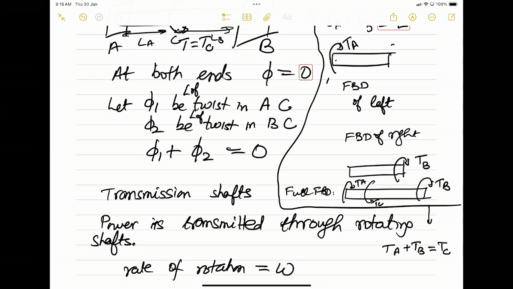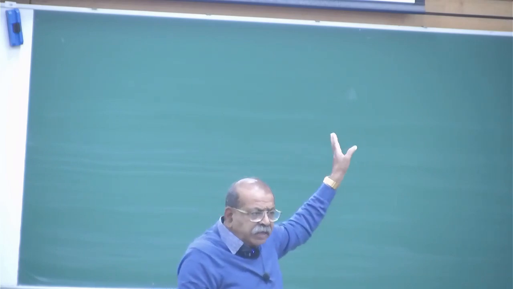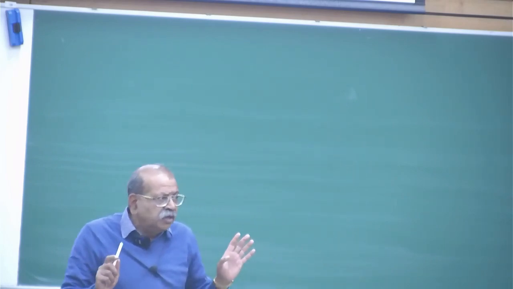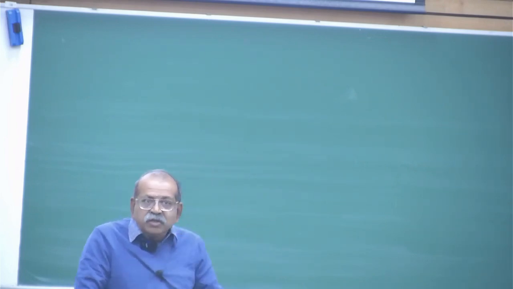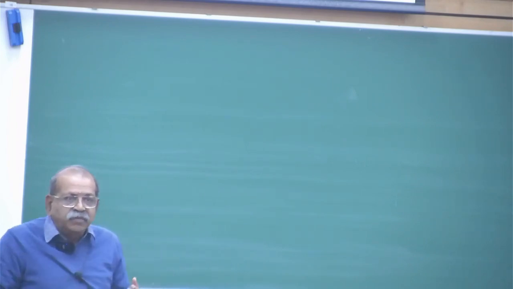So now TC is given to me, TA and TB I can't find from this equation. This is what Newton's law tells me. Okay. So these are the equilibrium equations. So this is a statically indeterminate problem. I can't solve this by equations of statics.